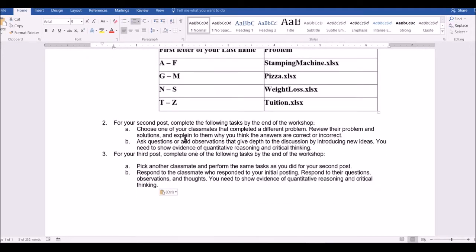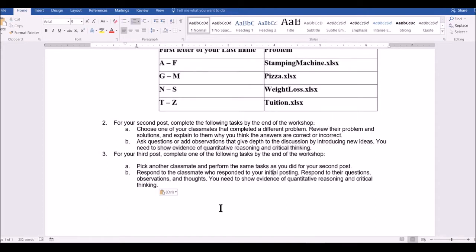Now, next, the second and third post, after you finish your first, you want to take one of your classmates that completed a different problem. You want to review their problem, explain to them why you think the answers are correct or incorrect. And then you want to ask them questions or add observations to give depth to your discussion by introducing maybe new ideas. Again, throughout this whole course, we want to make sure that you show evidence of quantitative reasoning and critical thinking. That's the key here.